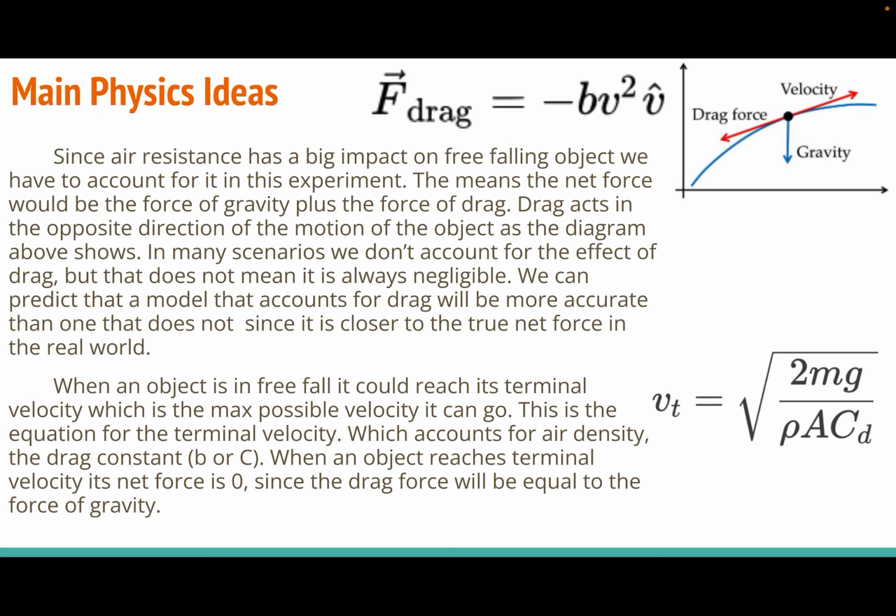When an object is in free fall, it could reach its terminal velocity, which is the max possible velocity it can go. This is the equation for the terminal velocity, which accounts for air density and the drag constant, B or C. When an object reaches terminal velocity, its net force is zero, since the drag force will be equal to the force of gravity.